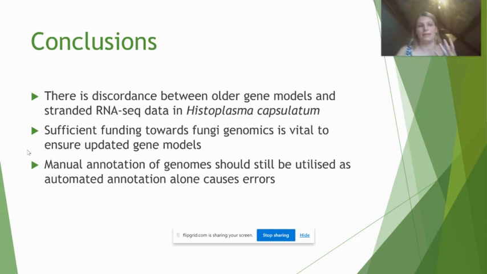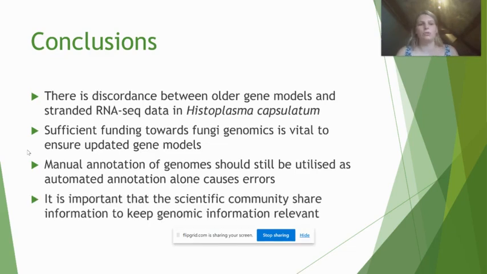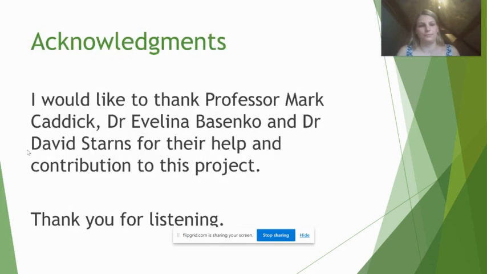So as there has been a data boom with a lot of genomes, automated annotation can be used, but it needs to be checked with manual annotation to ensure this is the top level updated data sets. It is important that the scientific community share information to keep genomic information relevant. So I feel like I've done that with creating this workflow that others can use, and it keeps updated fungi genomes to help everyone.